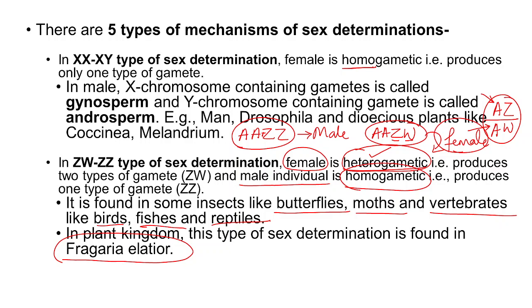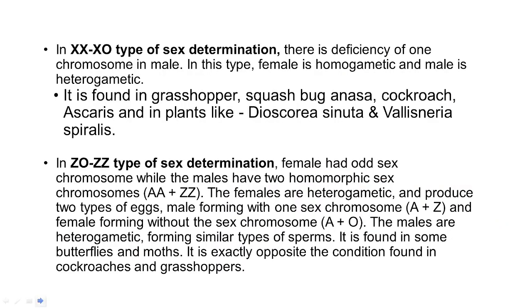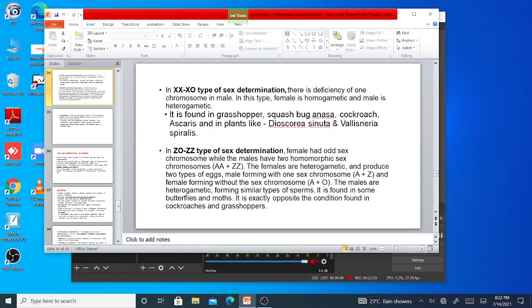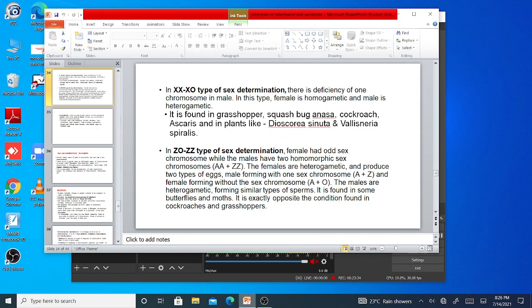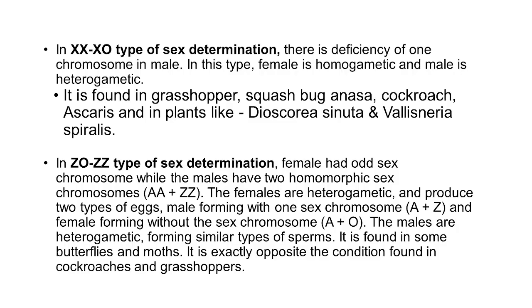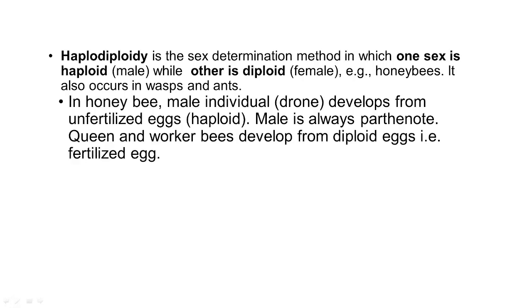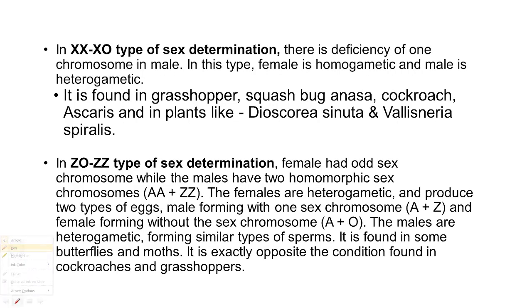Coming to the next type, that is the XX and XO type of sex determination. Okay, coming to the next one. Let us continue with the same thing. The next one is XX and XO type of sex determination.